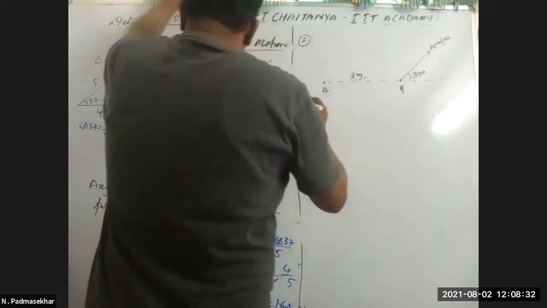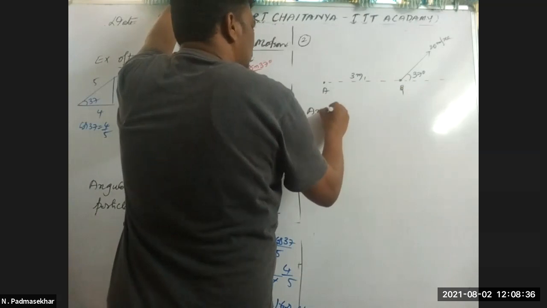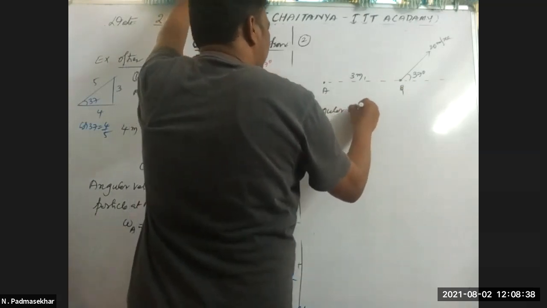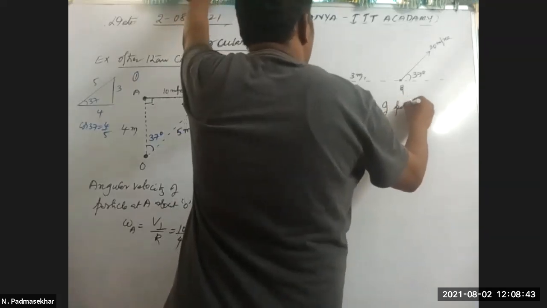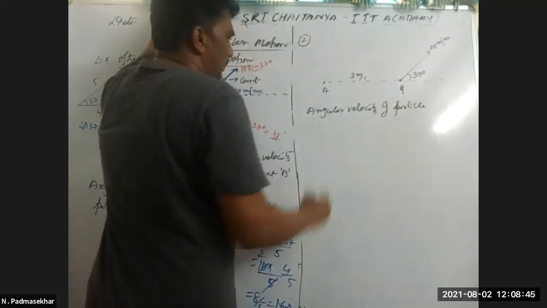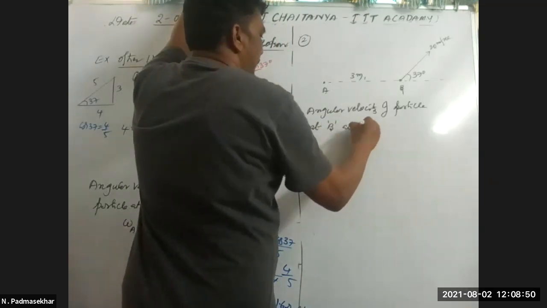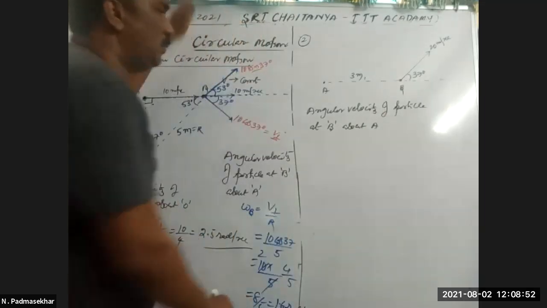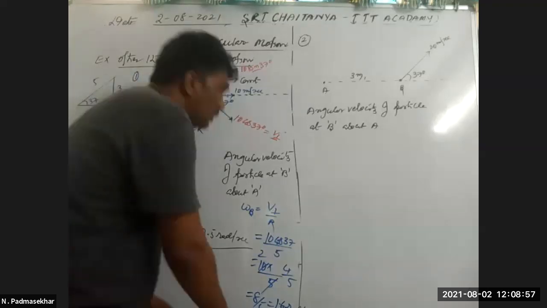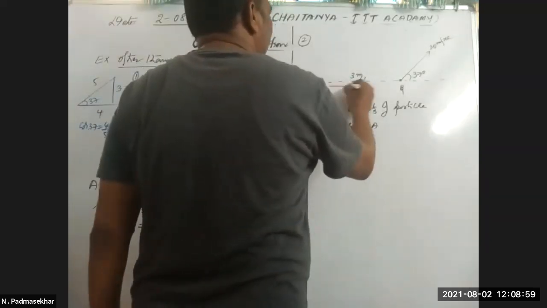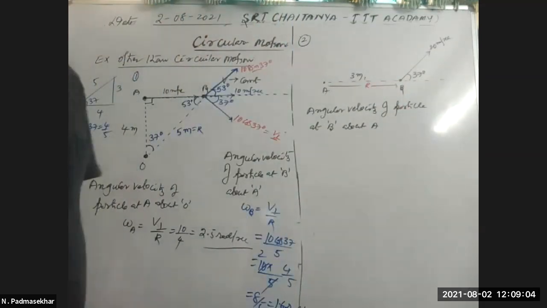So what is the angular velocity of the particle at B about A? The angular velocity of the particle at B about A. Yeah, this is R. The velocity is not perpendicular to R.